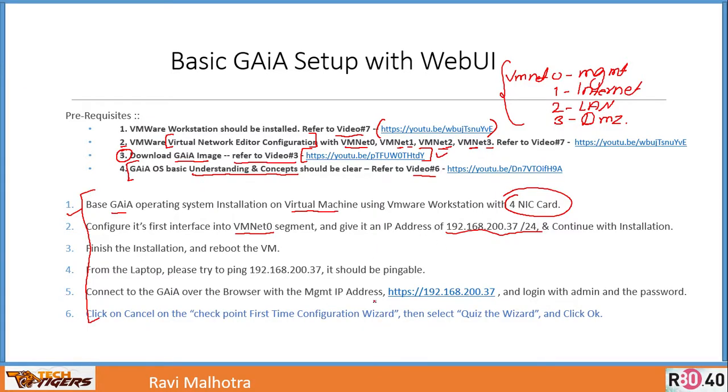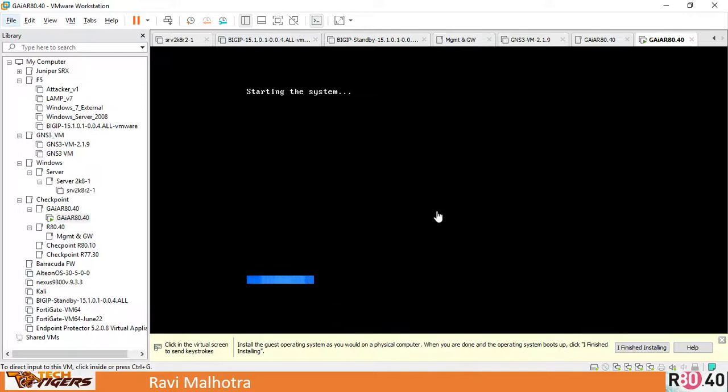So far, this is achieved. This is achieved, right? Finish the installation, reboot the virtual machine. This is also done. From the laptop, please try to ping 200.37. It should be pingable. This is what I'll do now, and connect to the GAiA over the browser with the management IP address with the admin and the password. And then I will do this, right? So let me just finish step number 4 and 5, and then we'll do step number 6.